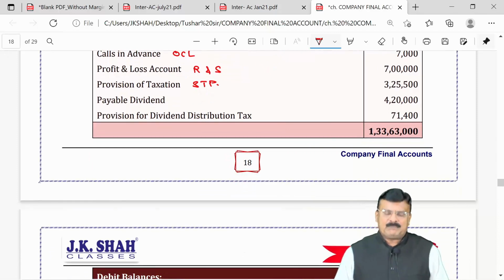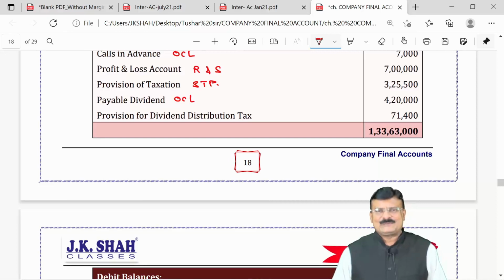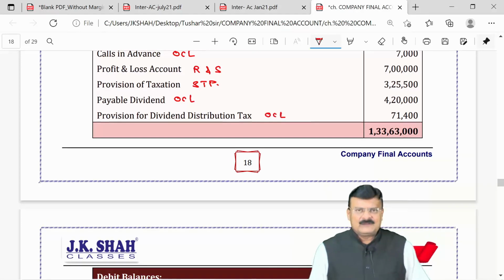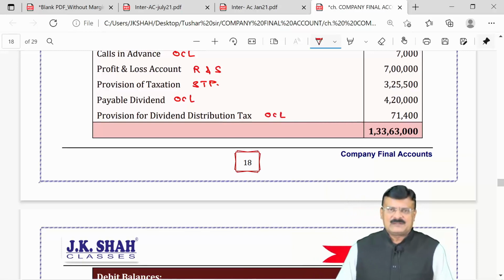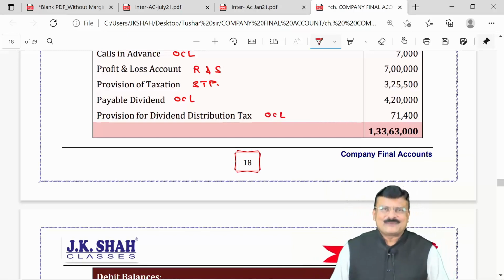Dividend payable is other current liabilities. Of course, as for the latest provision, dividend payable will not come in the trial balance, it will come in adjustment. This is an old paper, but the same paper pattern is being followed by ICAI anytime. So if they write it in the trial balance, we have to write it in other current liabilities, and the same thing for provision for dividend distribution tax. Both will go to other current liabilities if at all they give it to you in the trial balance.